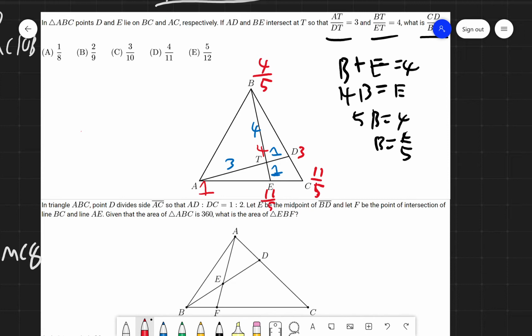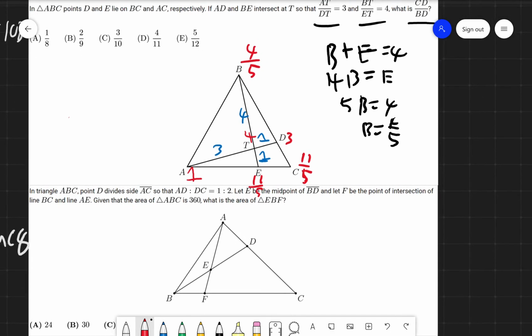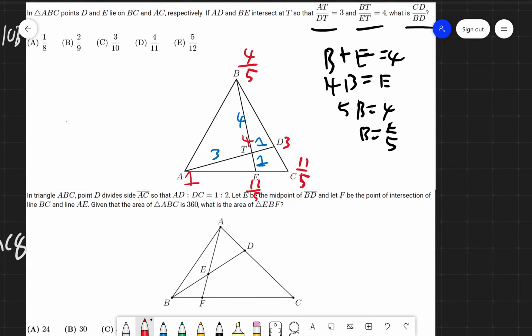Now, what is CD over BD, right? That seems a little hard since we don't know any side lengths on either of them, right? But we might as well try it out. We might as well write out our mass points formula. We have 4/5 times BD equals 11/5 times CD.